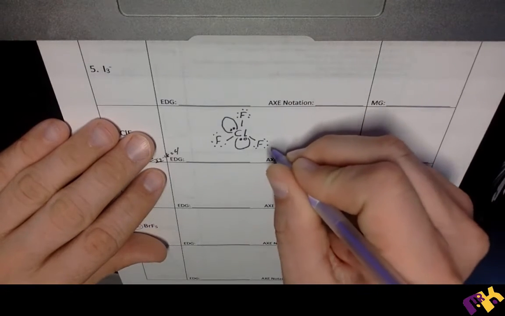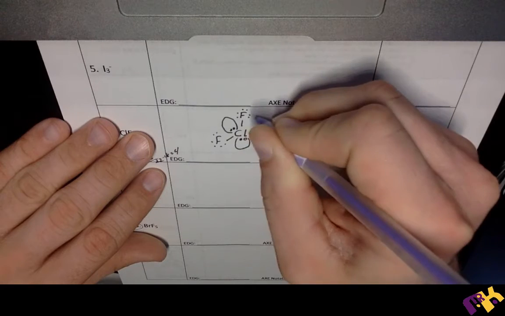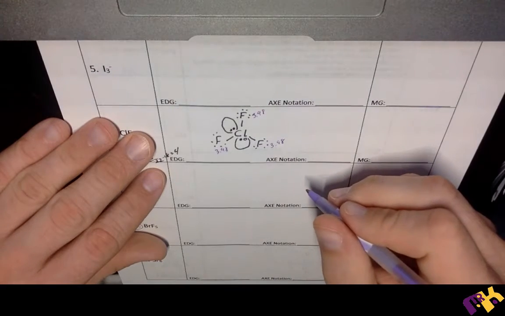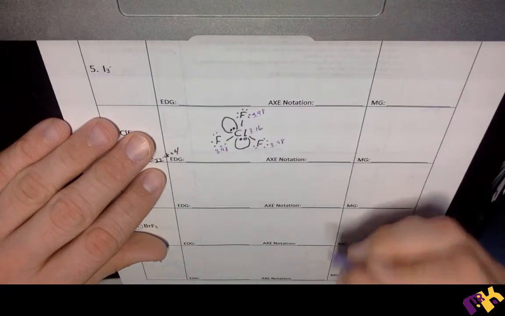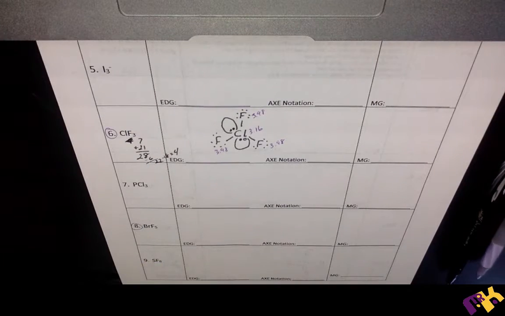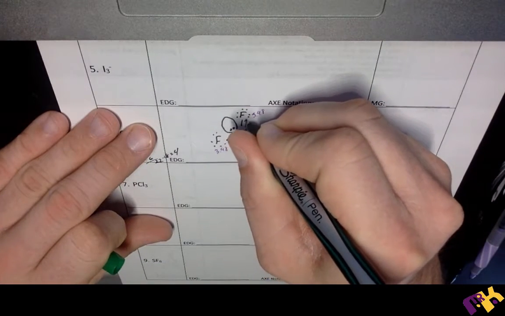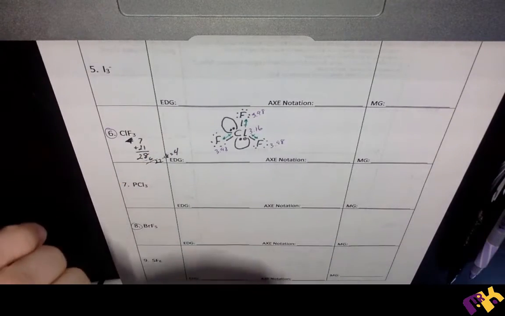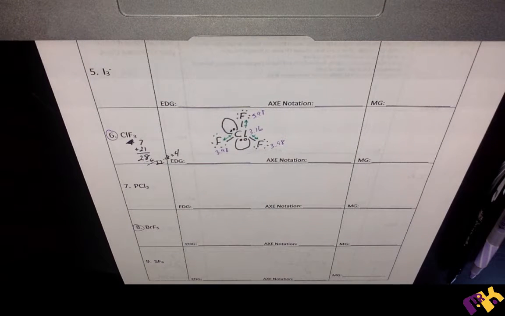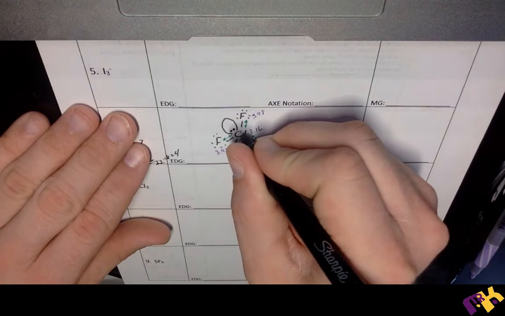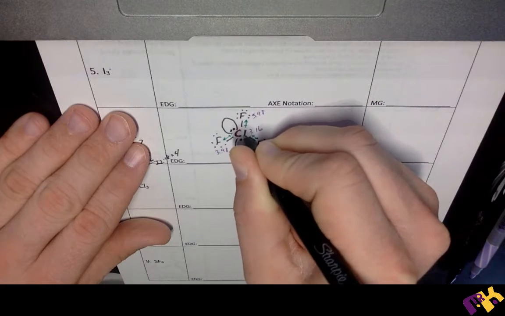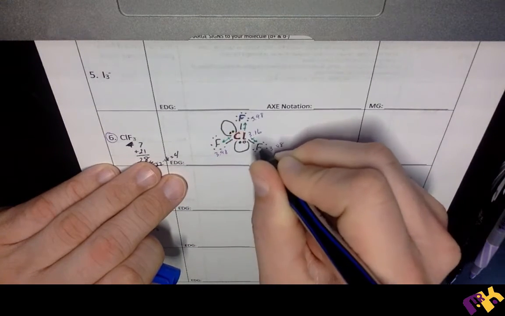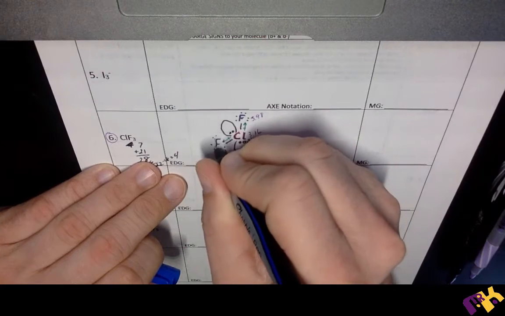Electronegativity values: fluorine is 3.98, so it's very electronegative, 3.98 and 3.98. Chlorine is 3.16. So our dipole arrows, no surprise here, will point out towards each of the fluorines. Now, before we start jumping to conclusions about whether it's polar or not, let's mark in the fact that chlorine is going to be the lower EN atom, and fluorine will be the higher EN atom. So we'll give it the blue marking here.